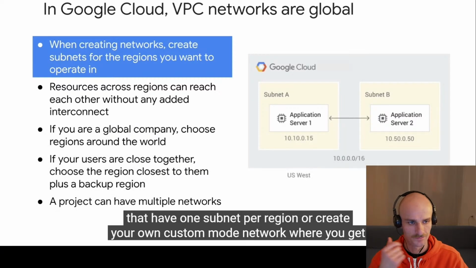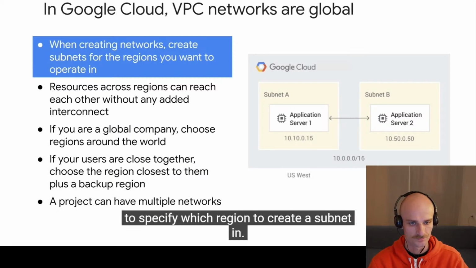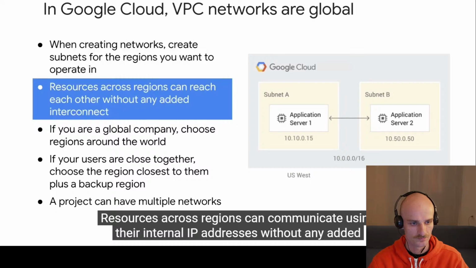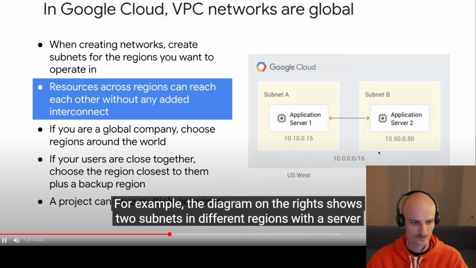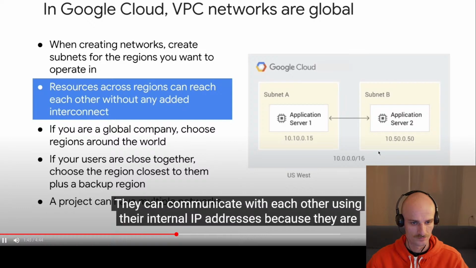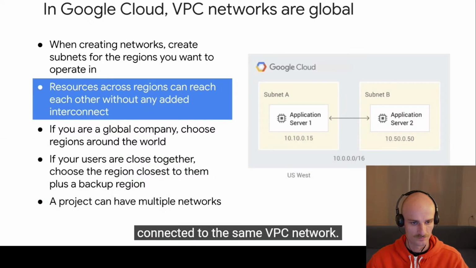In Google Cloud, VPC networks are global, and you can either create auto mode networks and have one subnet per region, or create your own custom mode network where you get to specify which region to create a subnet in. Resources across regions can communicate using their internal IP addresses without any added interconnect. For example, the diagram on the right shows two subnets in different regions with a server on each subnet. They can communicate with each other using their internal IP addresses because they are connected to the same VPC network.